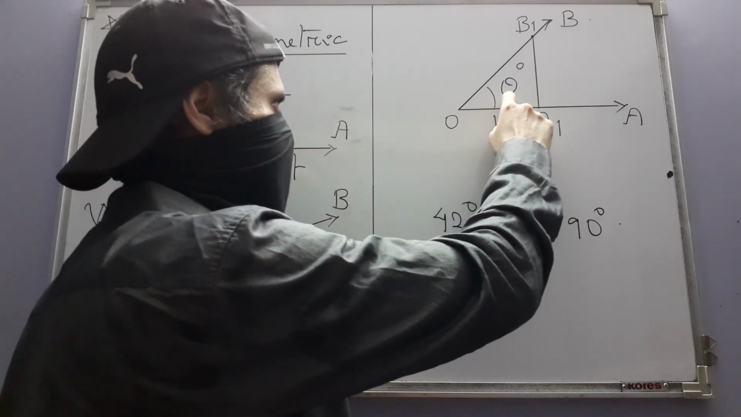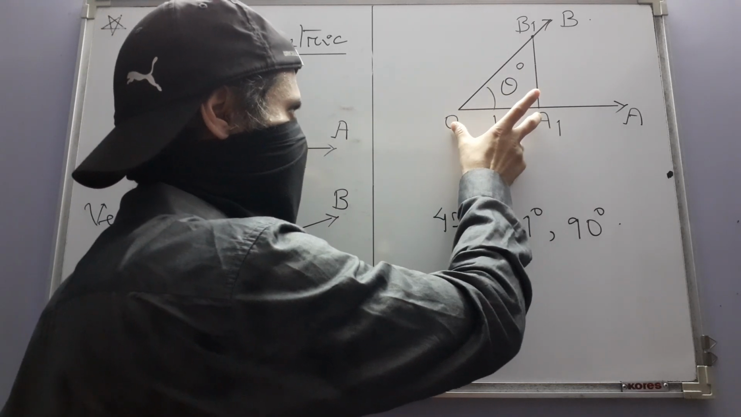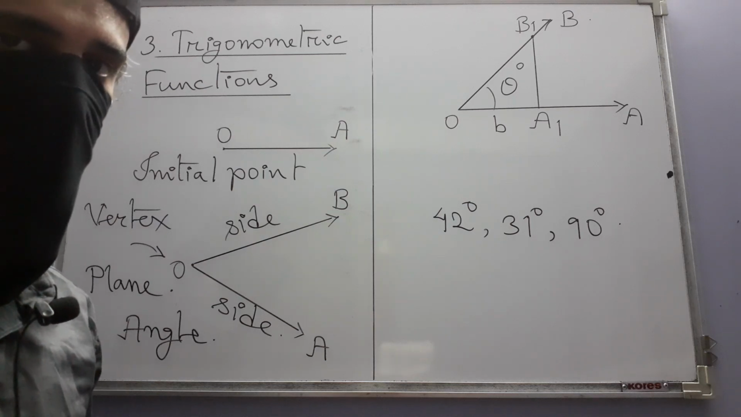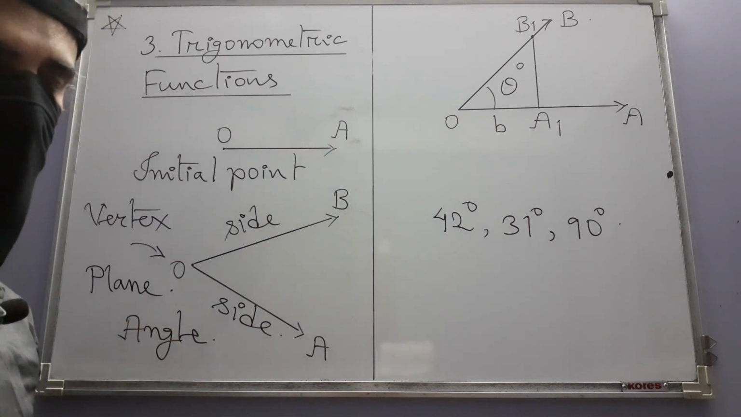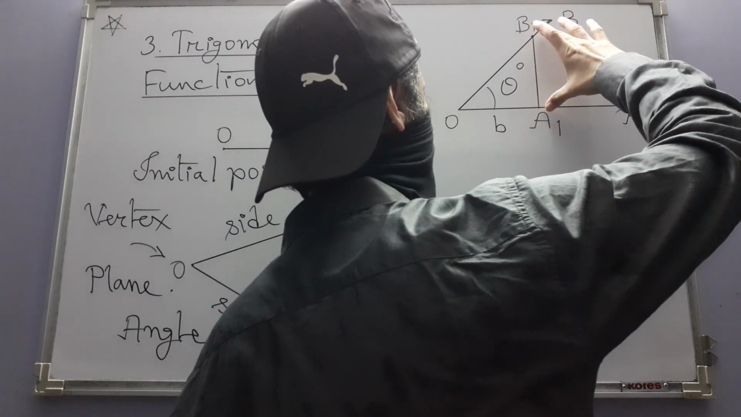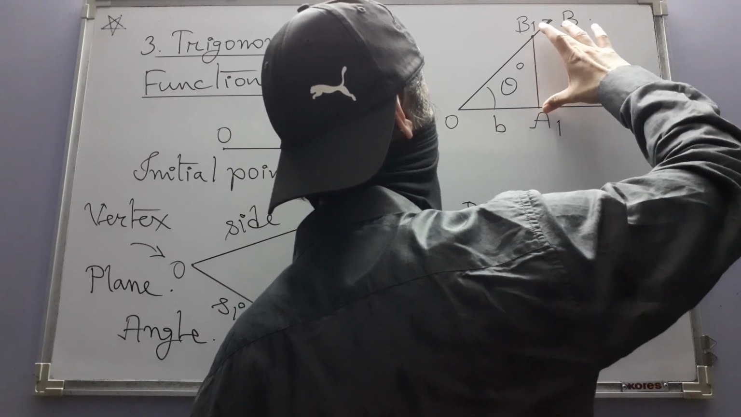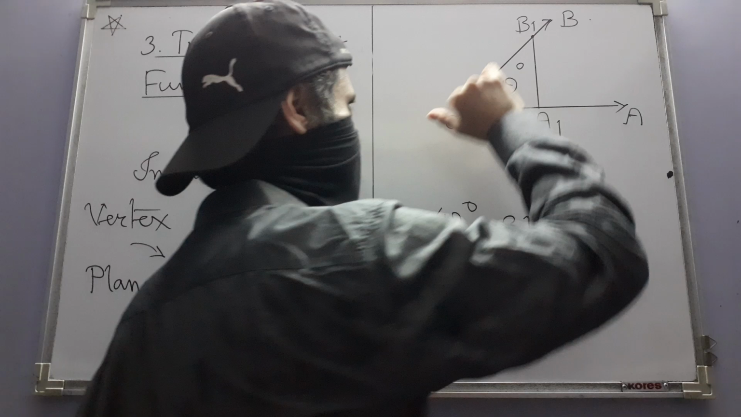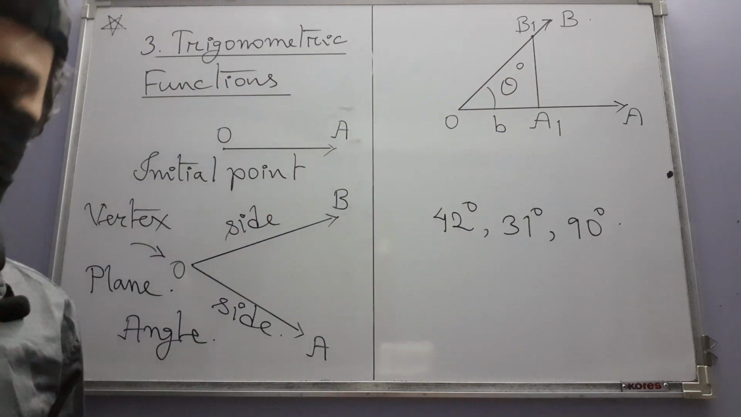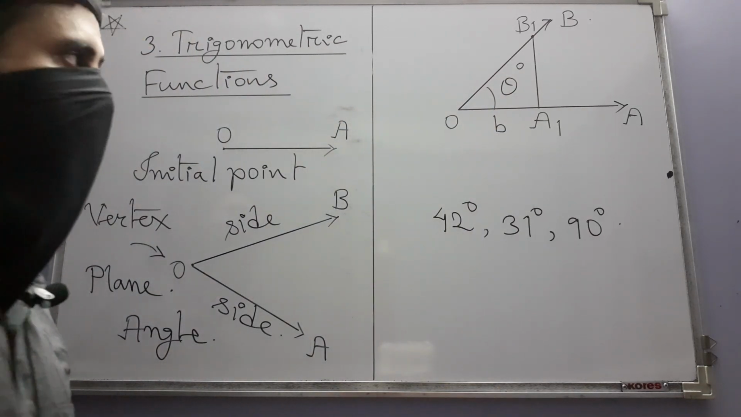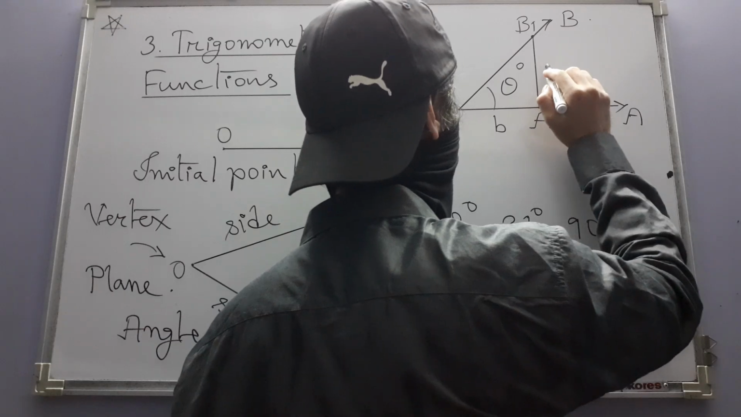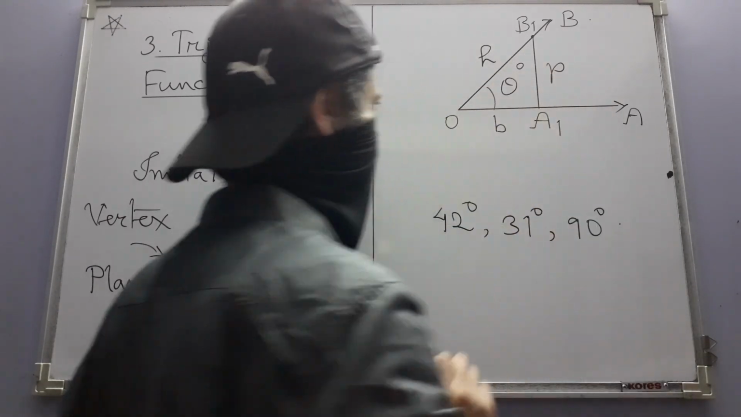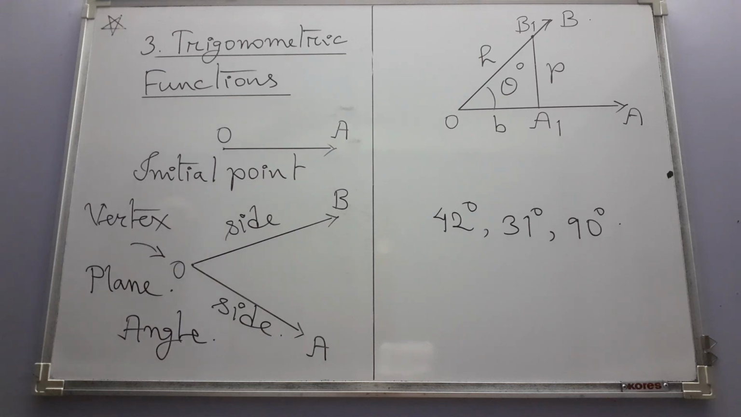With respect to this angle, this side is called the base or adjacent side. You already have learned these things. This side is called opposite or altitude, or sometimes also called height, and this one is invariably called the hypotenuse. So let me just keep that in mind and instead call this P, perpendicular, and this one H. These are the lengths. Okay.